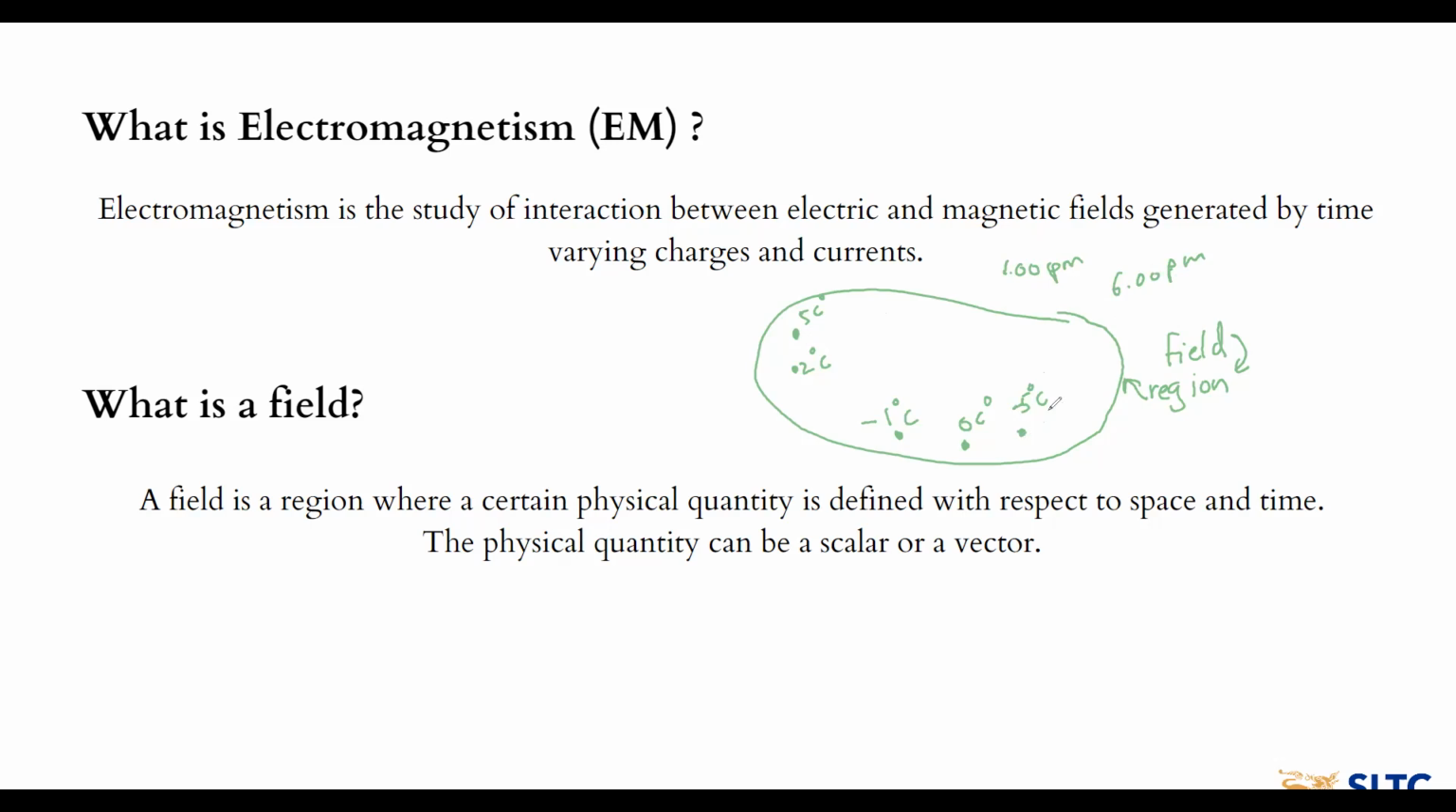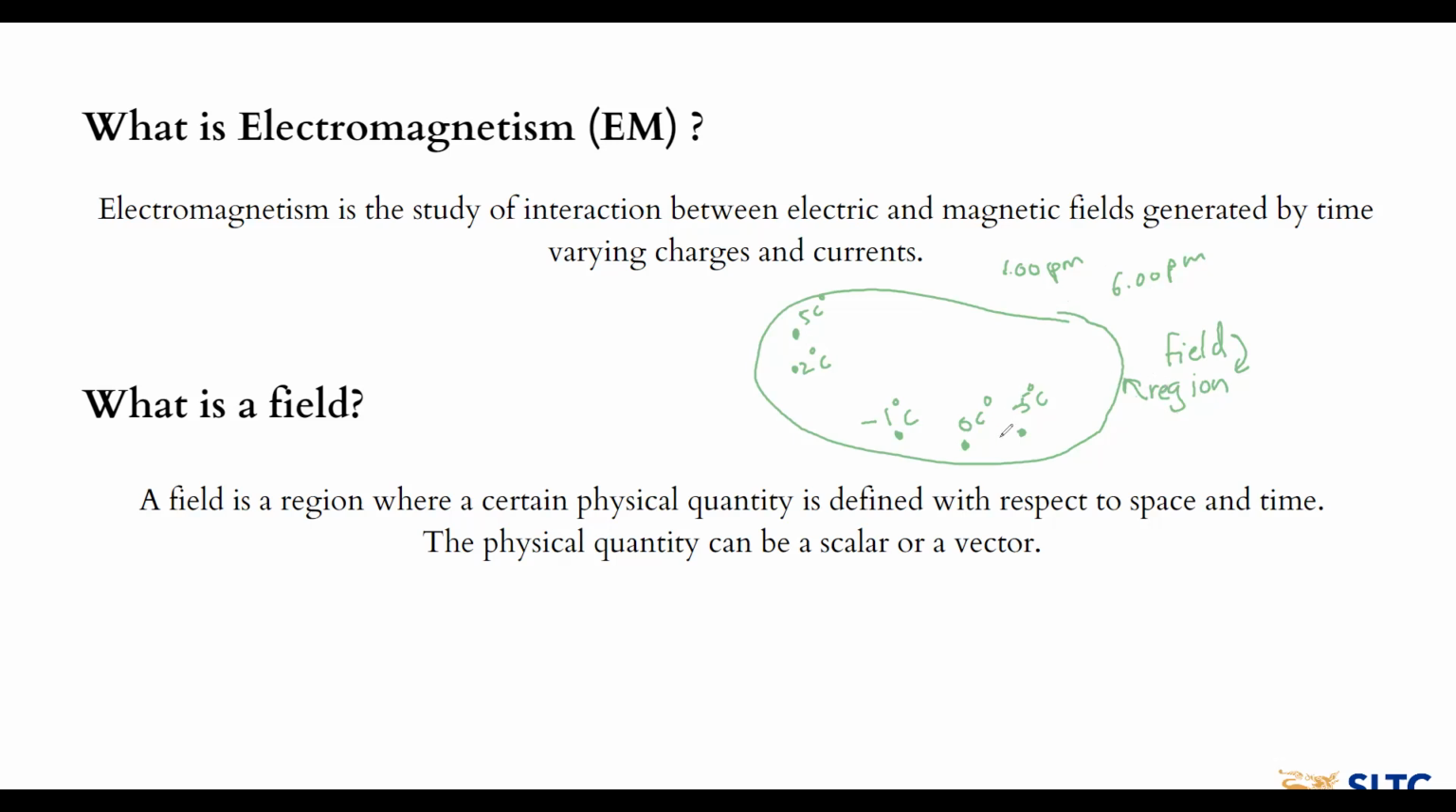So therefore, these parameters in a field are defined with respect to both time and space, that means location. Based on the time, we consider the physical parameters that are defined over a certain region, and that region is what we call a field, right?